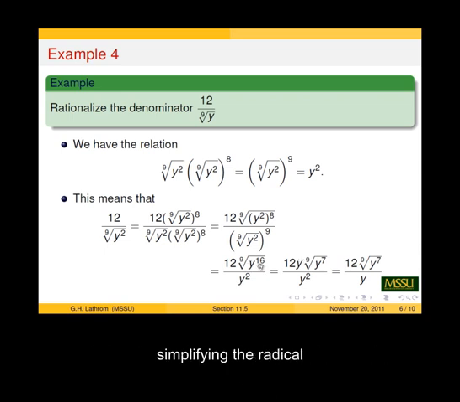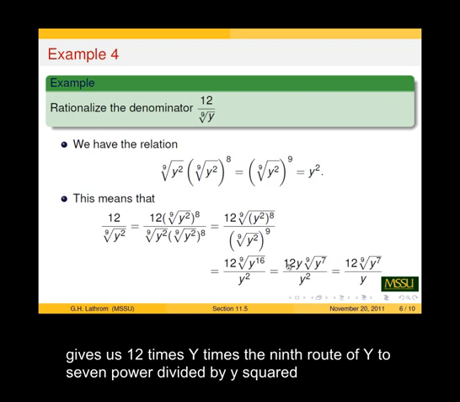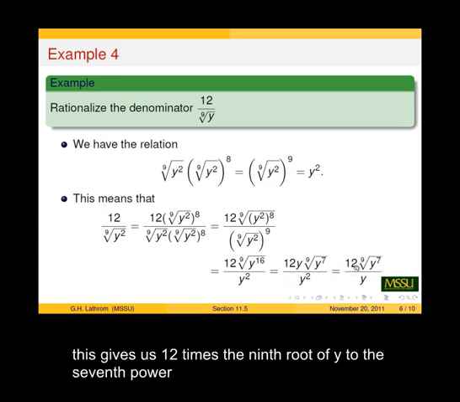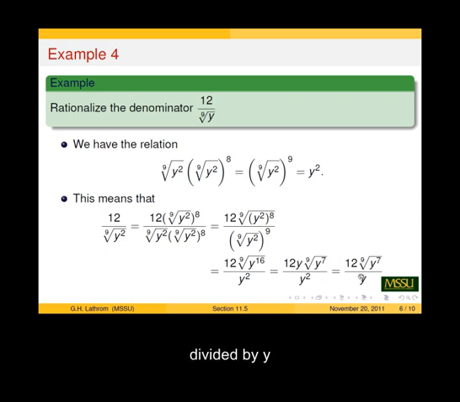Simplifying the radical, this gives us 12 times y times the 9th root of y to the 7th power divided by y squared. Canceling a common y, numerator and denominator, this gives us 12 times the 9th root of y to the 7th power divided by y.